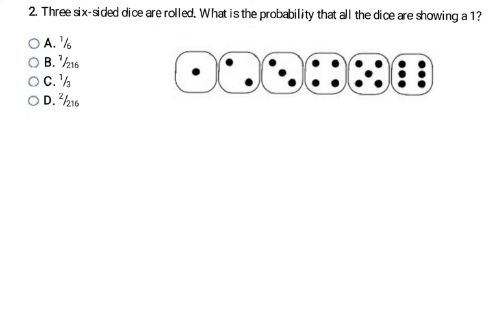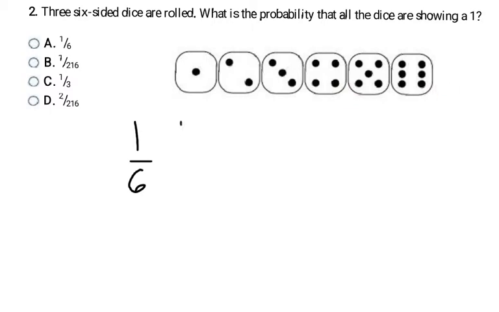This next example says 3 6-sided dice are rolled. What is the probability that all the dice are showing a 1? So this is the 6 sides of one die. So you have one side of those 6 sides that shows a 1. So the probability that the first die rolls a 1 is 1 out of 6, because there's 1 way to get a 1 out of 6.